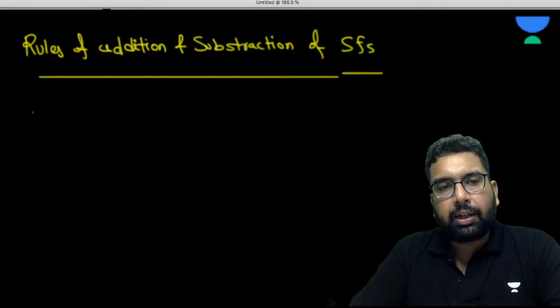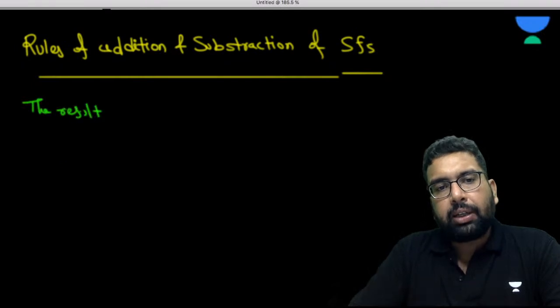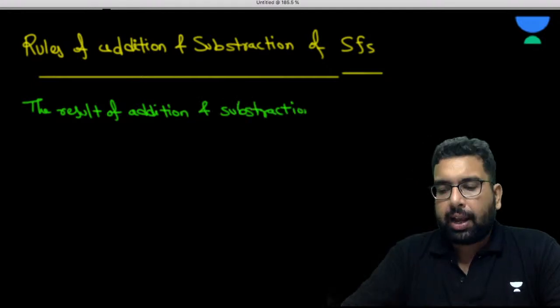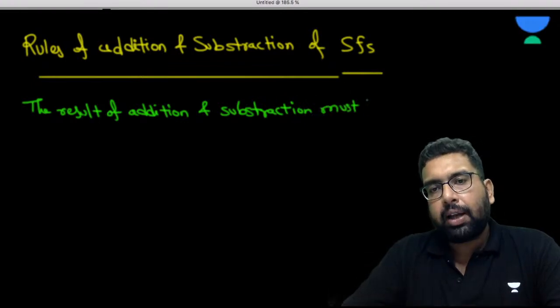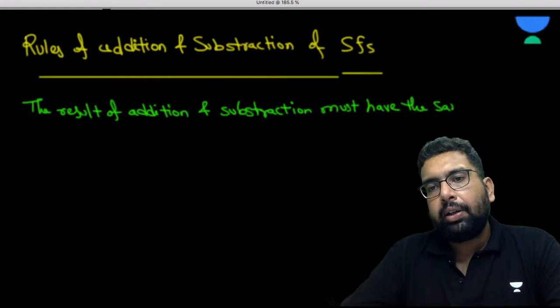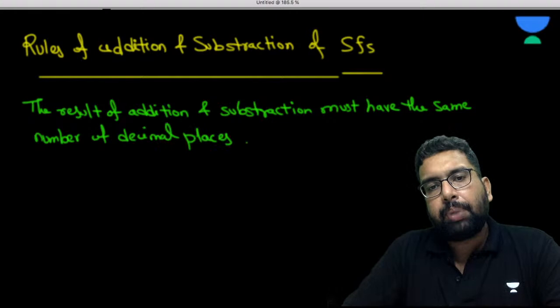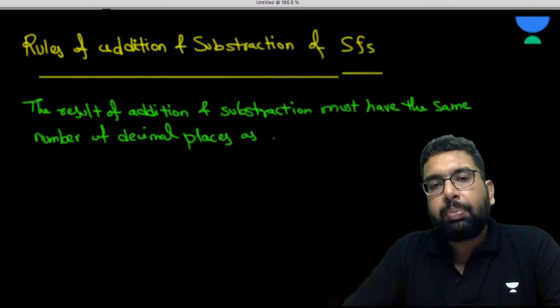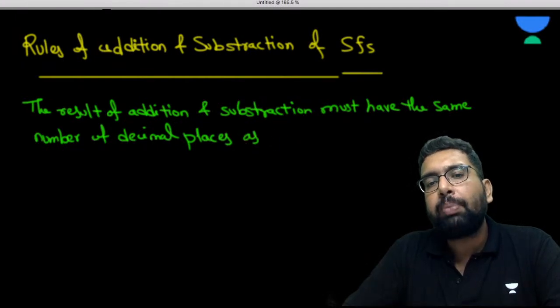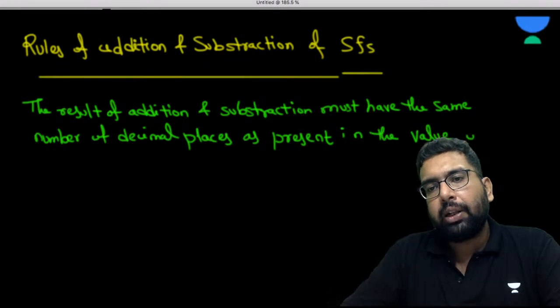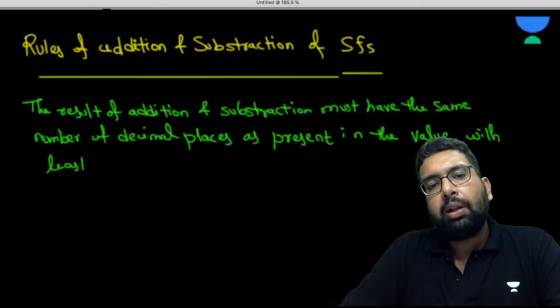The result of addition and subtraction must have the same number of decimal places. Remember, we are writing decimal places, not significant figures, because it depends upon the measurement. The result must have the same number of decimal places as present in the value with the least decimal places.